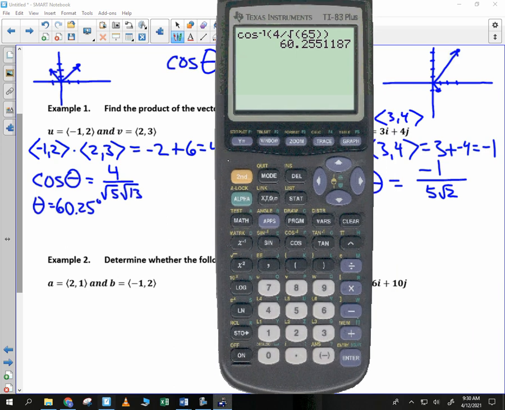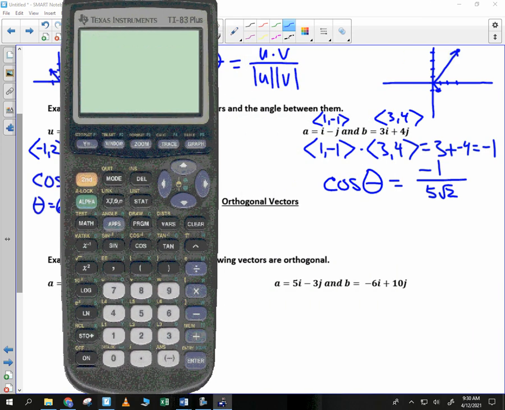I think that the mistake that people make on this part on the test is when they go cosine inverse, -1 divided by... Make sure you put parentheses around there if you're multiplying two things together. So it's parentheses 5 roots of 2. And we get 98.13 degrees.